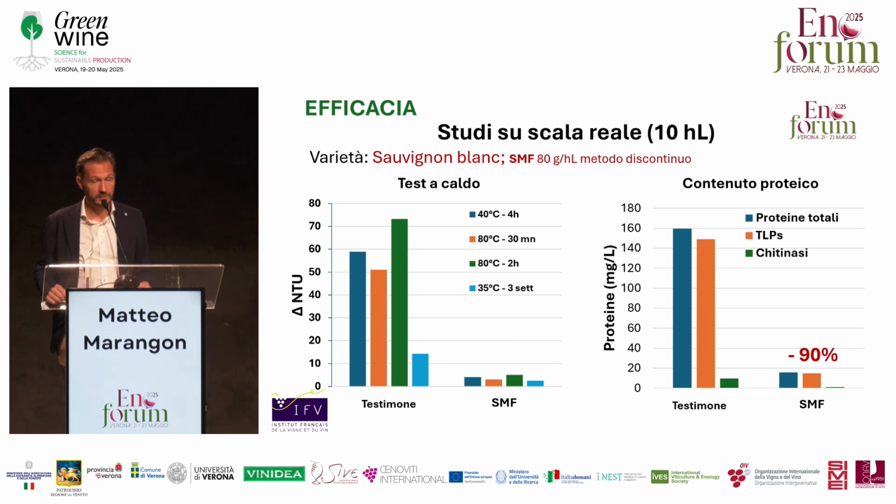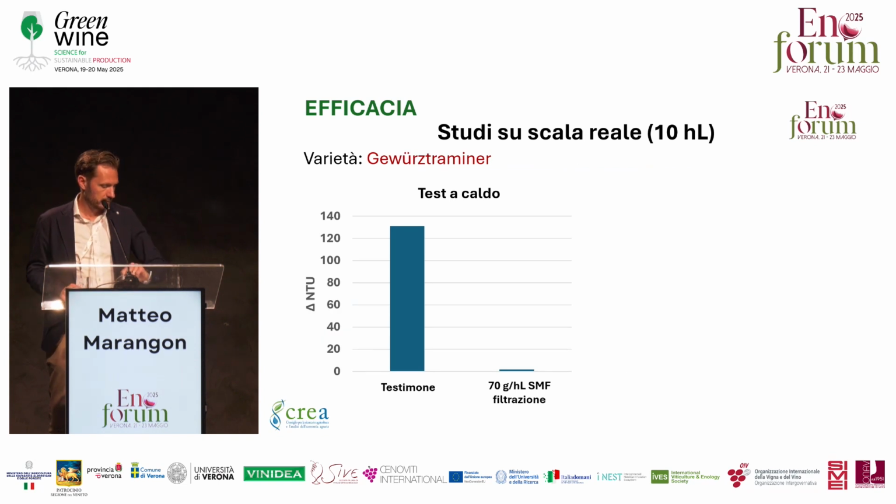If you then consider the other side of the question, in terms of the protein control post-treatment, we saw that reduction was by approximately 90% of total proteins with total elimination of chitinase and a residue of 15 of TLPs, 15 grams per liter. Second wine, second research center. So 2 independent studies, one in Italy, one in France. This is what was performed.